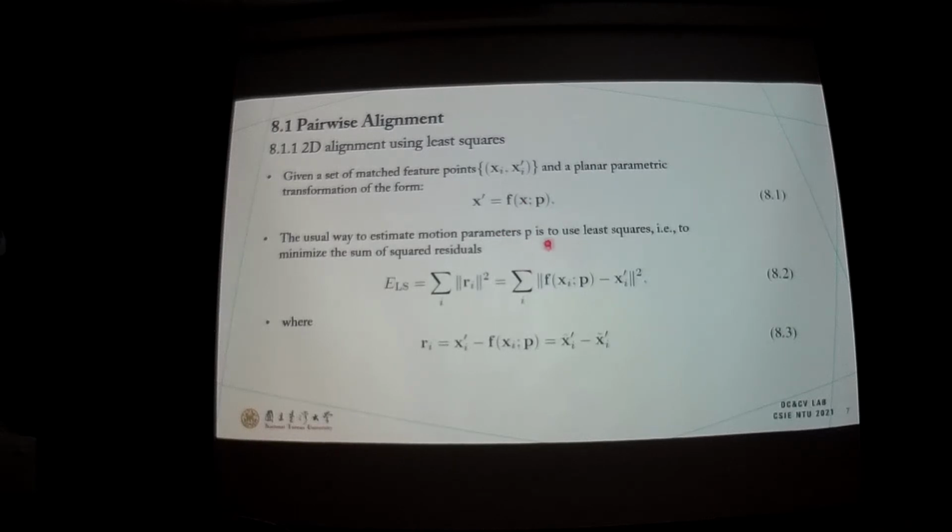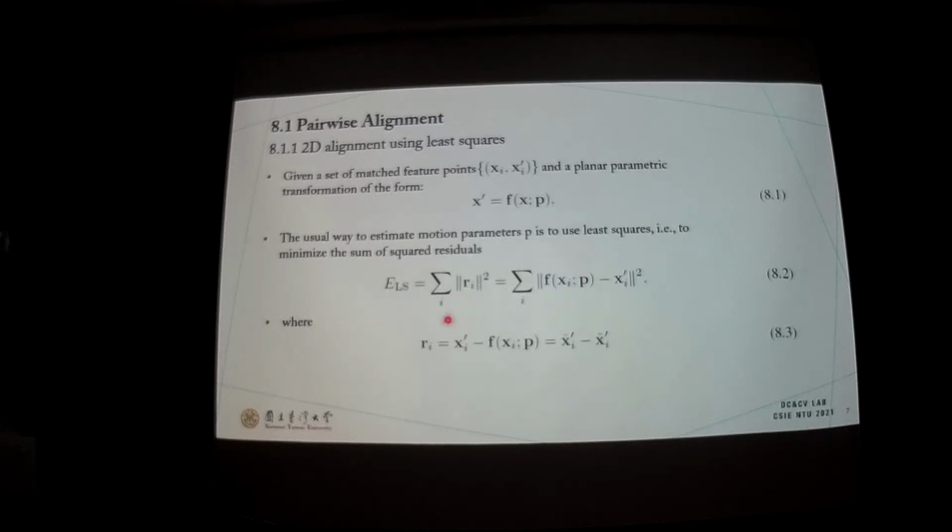The usual way to estimate the motion parameter p is to use least squares. So we try to minimize the sum of squared errors and then get the motion parameter p here. The easiest way is by using least squares. And to minimize the least squares error here, it can be defined as equation 8.2 here.